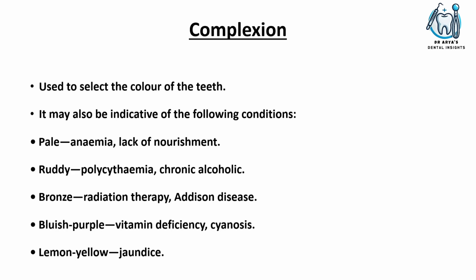Coming to the complexion, it is used to select the color of the teeth. It may also be indicative of the following conditions. If it's pale, then anemia or lack of nourishment; if ruddy, then polycythemia or chronic alcoholic. If it's bronze, then radiation therapy or Addison's disease; bluish purple, it may be vitamin deficiency or cyanosis; and lemon yellow, it may be jaundice.